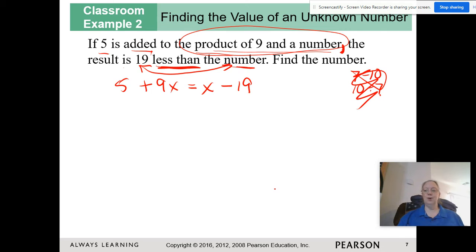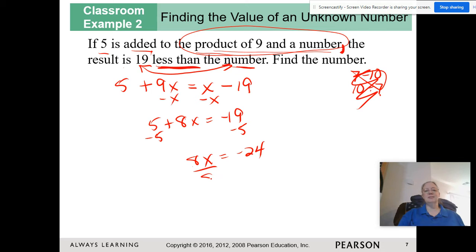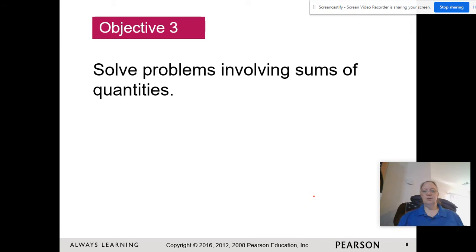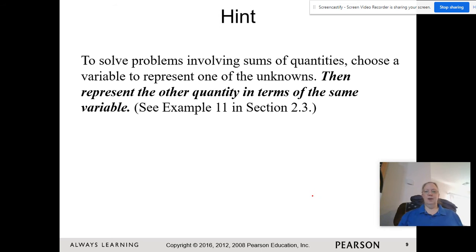Subtracted from is another one. Again, subtracted from, you would have to reverse the numbers. So I'm going to get my x on the same side and subtract my 5. This is 8 times x. To get rid of the 8, we're going to do the opposite, which is divide. And we get negative 3. All right.